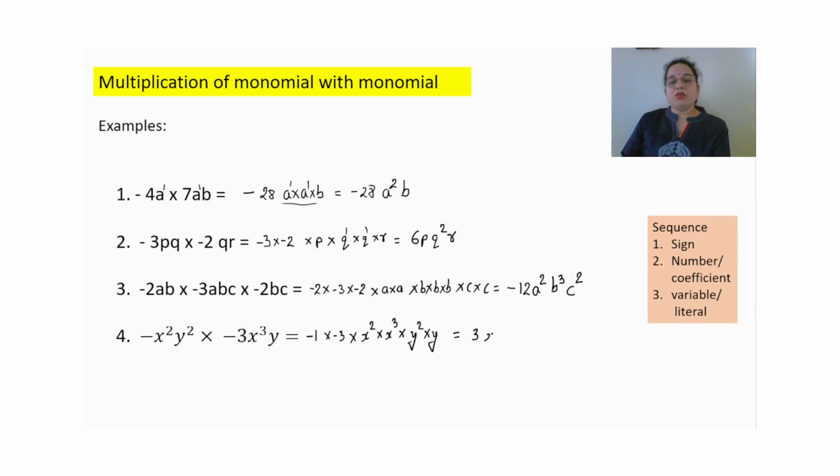Now we will write down the powers. This base is same, multiplication is there, add the powers. 2 plus 3 will give you 5. Now we will write down about the y. For this y, no power is there, it means 1. Base is same, multiplication is there, add the powers. So 2 plus 1 gives you 3. So the final answer is 3 x raised to the power 5, y raised to the power 3.